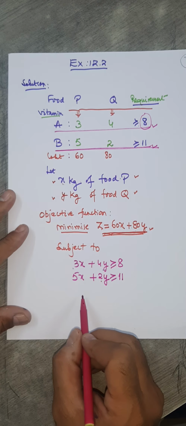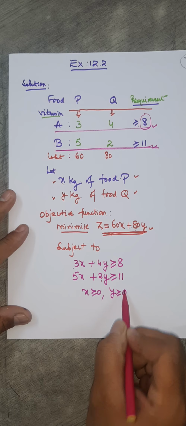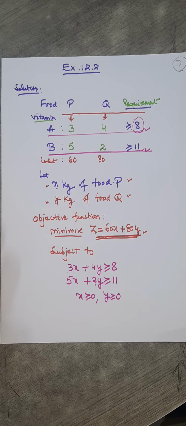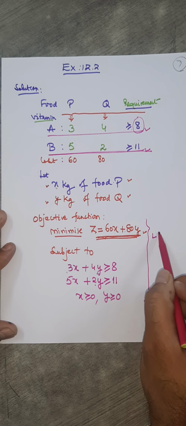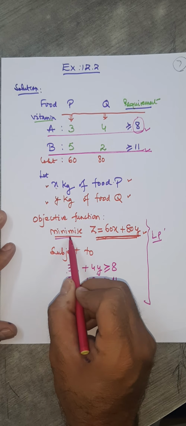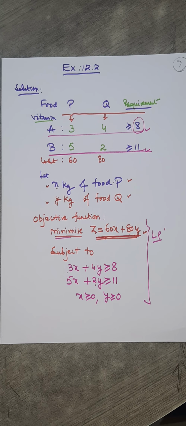And kilograms can never be negative, so x must be greater than or equal to 0, y must be greater than or equal to 0. This is the formulation of the LP problem. Now this becomes an LP problem: minimize this objective function subject to these constraints.